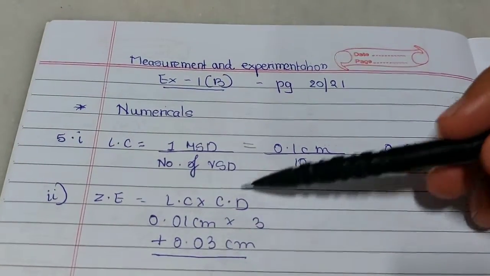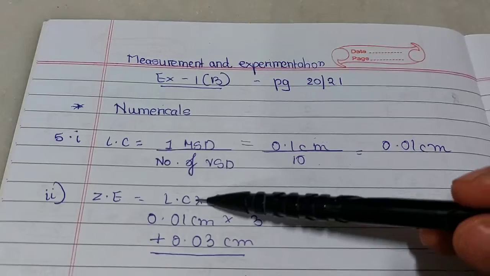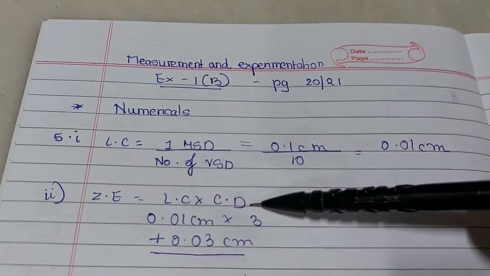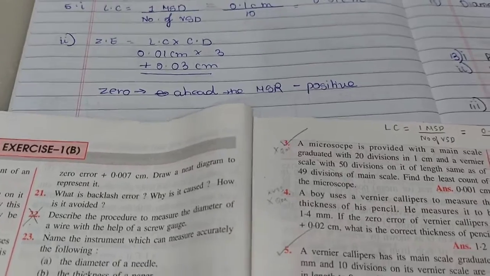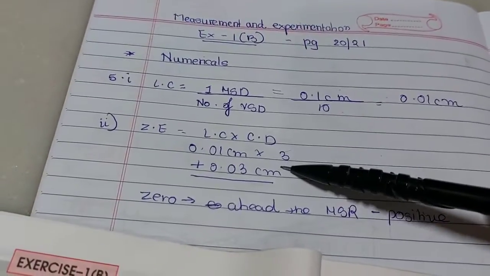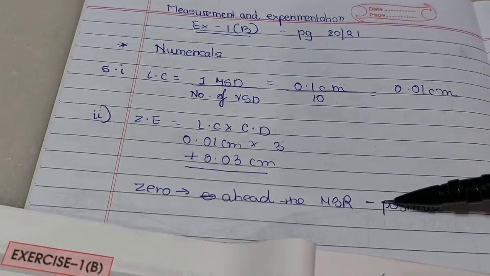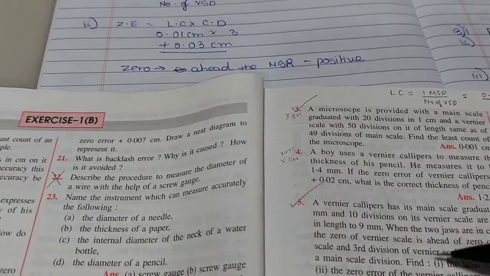Next, they want the zero error. Zero error is always least count into coinciding division. Least count we have already found out. Coinciding division is already given, ready-made out here. It's third division here. So just substitute the value and that's the zero error. It's a positive zero error. And we don't have negative zero error calculations in our syllabus.